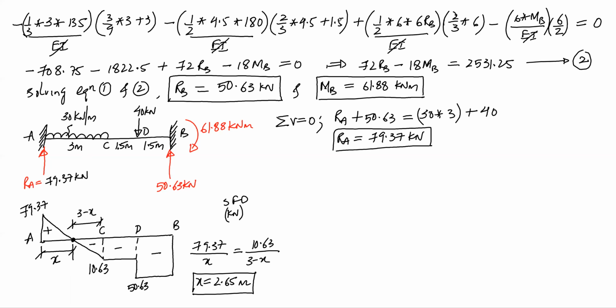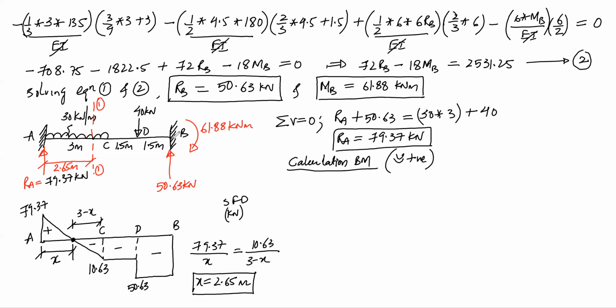So what it means is at a distance of 2.65 meters from A, we will get the maximum bending moment. Somewhere here, let us take a section as 1-1, and at this distance of 2.65 meters, we will get the maximum bending moment. Now to draw the bending moment diagram, we have to calculate bending moments at various points, and the sign convention used is sagging bending moments are positive.